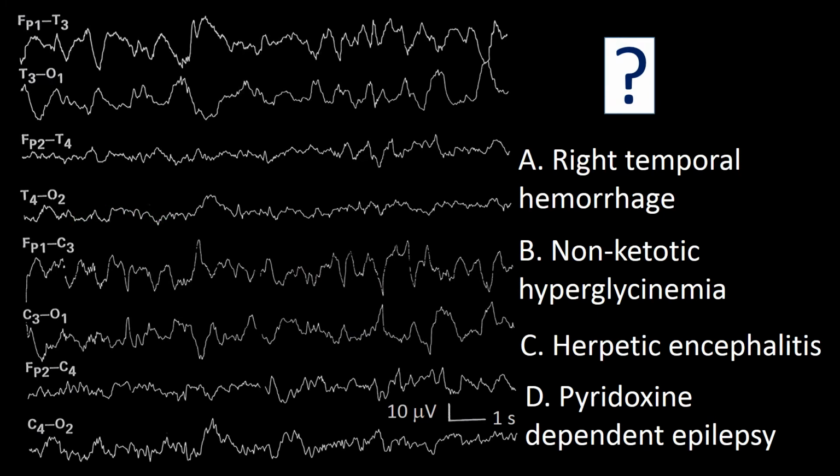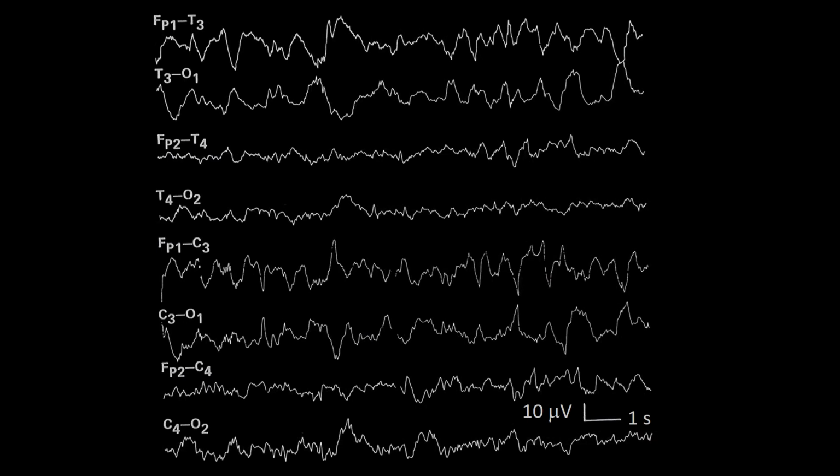Next question. Please look at this epoch and choose best answer. A. Right temporal hemorrhage. B. Non-ketotic hyperglycinemia. C. Herpetic encephalitis. D. Pyridoxine-dependent epilepsy. Notice in this epoch the amplitude. Most of the activity in the right temporal region is less than 10 microvolts. It is certainly lower than the activity in the left temporal region, but it is also lower than the activity in the right central region.